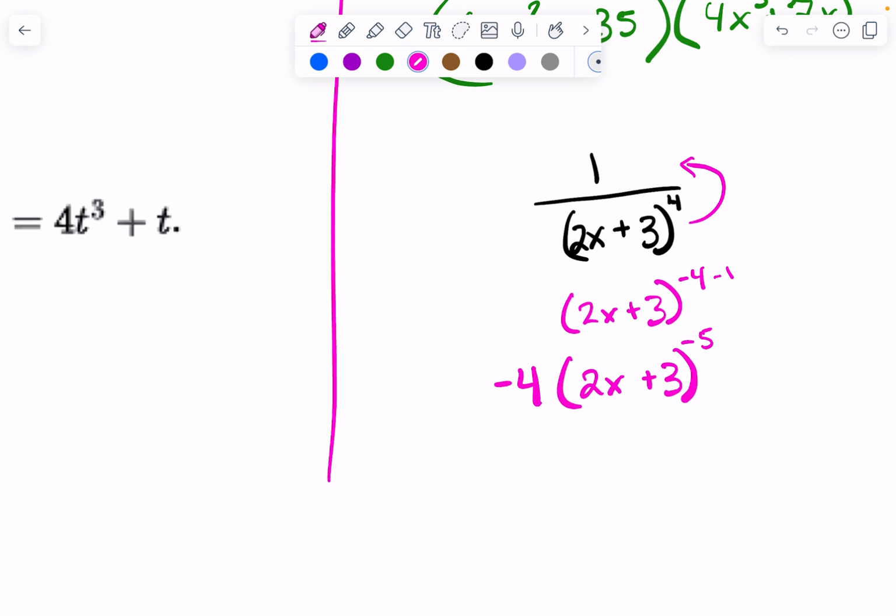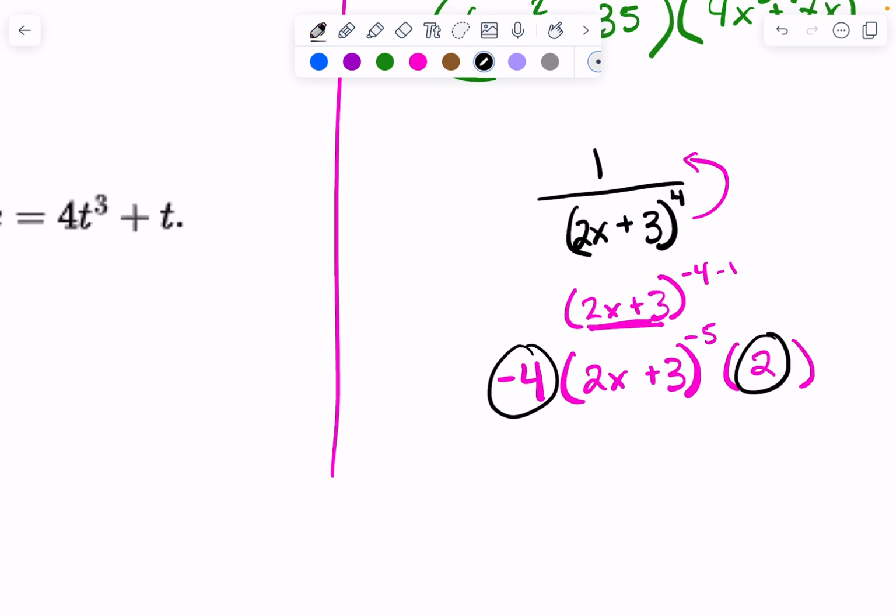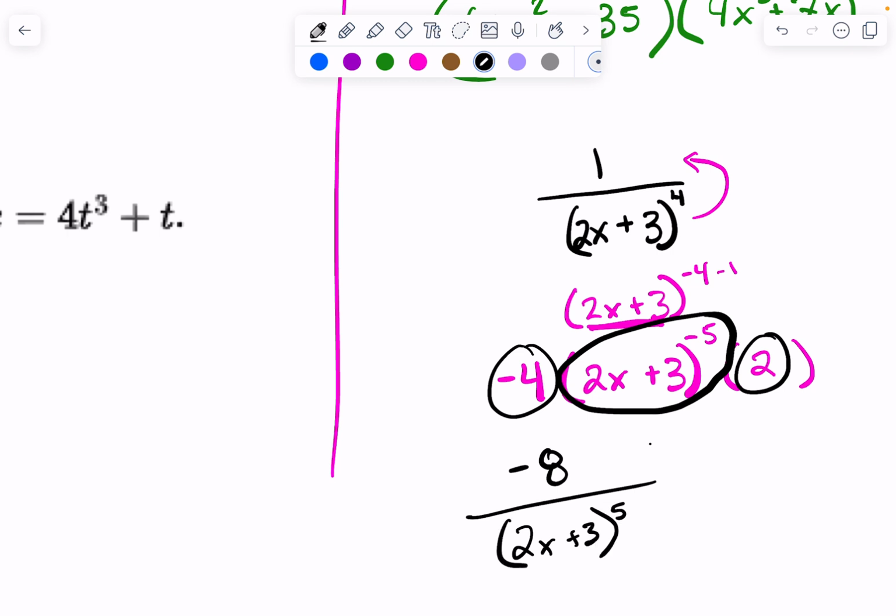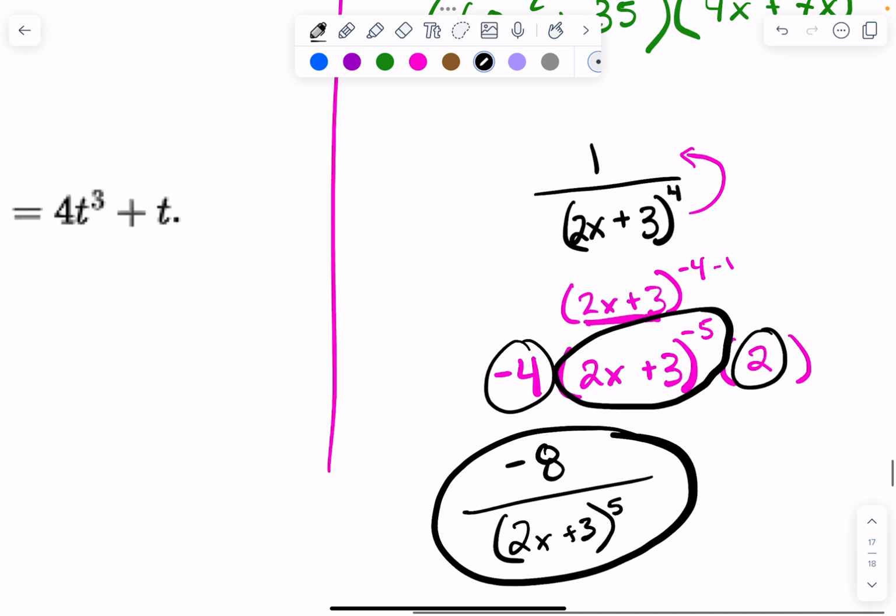To the negative 5th power, but I have to multiply by the derivative of the inside. Derivative of 2x plus 3 is just 2. Okay, now I'm going to multiply these two together, and that's negative 8. But then this whole thing is to a negative 5 power, so I'm going to bump it to the bottom, and it is going to be to the positive 5th power. Okay, now that's what it would have reduced to if I would have done the quotient rule on it.